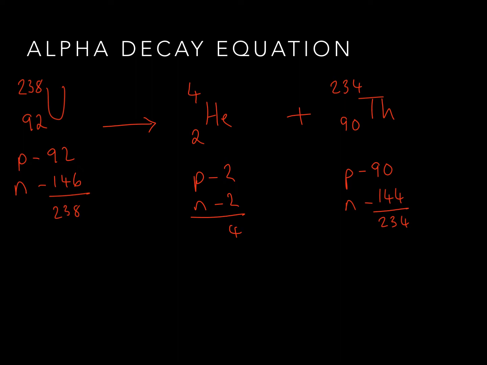In the exam, you're not going to be expected to know what element is created, but you are expected to know that helium, the alpha particle, is basically He, 4, 2. Now, if we add up the 4 and the 234, you get 238, and that, of course, corresponds with the number you have across there.